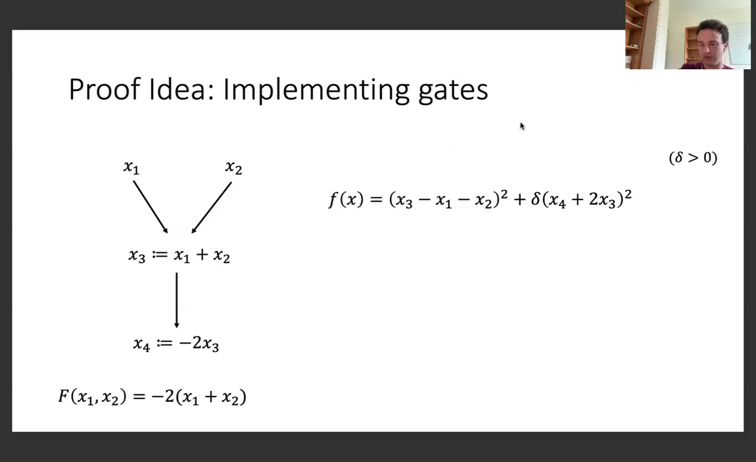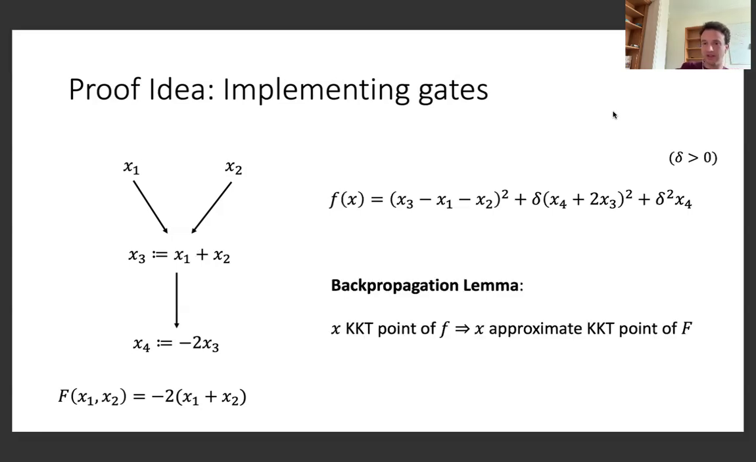And so you can do this similarly for all the gates. In this case, we only have those two. And at the end, you add one more term, which is going to be the output of the circuit. In this case, it's the variable x4. And I'm not going to go over the details, but it turns out that you can show quite easily that the following holds. If you have a KKT point of this quadratic polynomial, then that point has to be an approximate KKT point of the function represented by the original circuit.